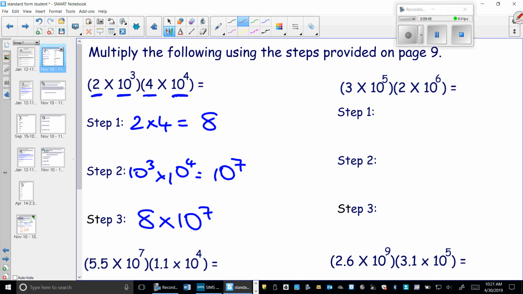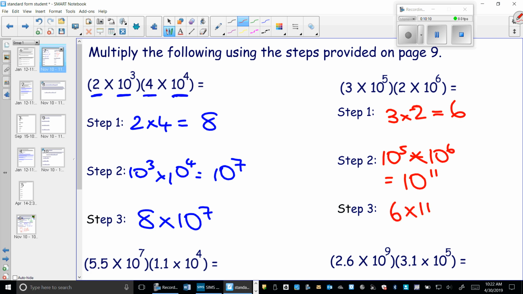Alright, so then going back to this one here, we've got 3 multiplied by 10 to the 5, 2 multiplied by 10 to the 6. So the first step would be 3 times 2. And then we would have 10 to the 5 multiplied by 10 to the 6, which gives us 10 to the 11, which means our answer is 6 multiplied by 10 to the 11. Okay, so hopefully we're all getting these.